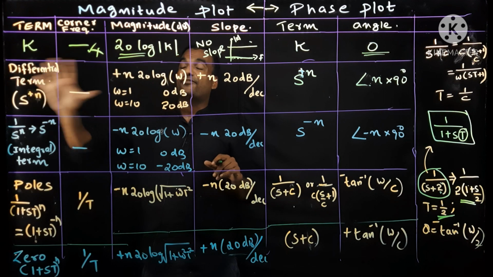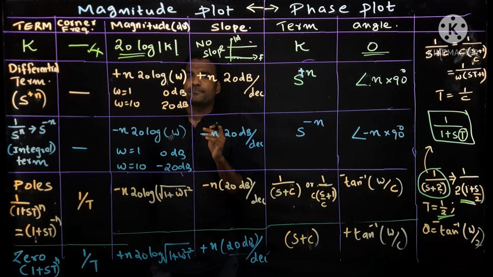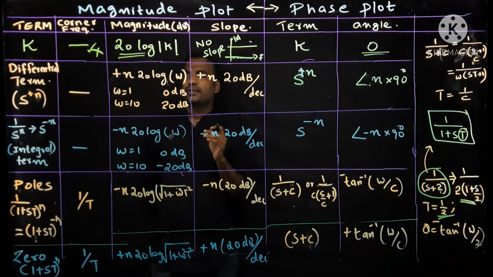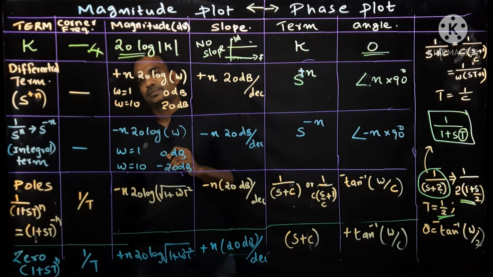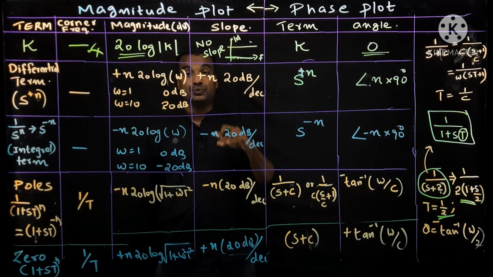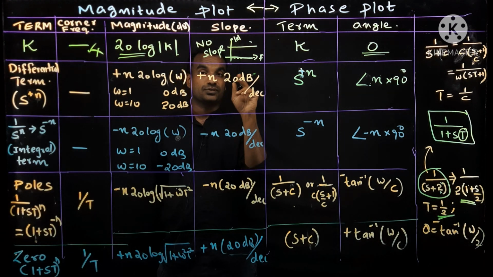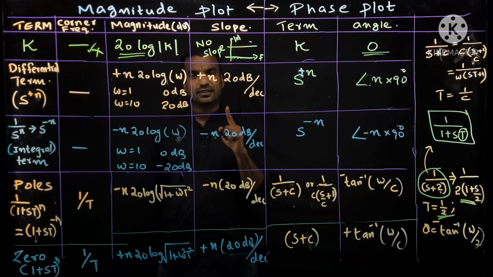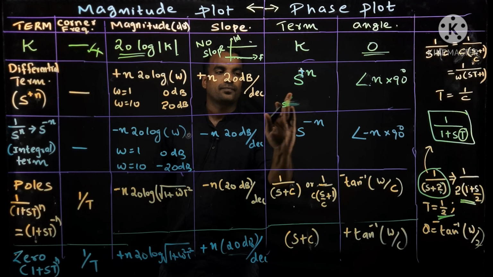Now I am coming to the differential term, where you can see a practical differential term in a transfer function if it is having s by s plus 2. There is an s in the numerator, so that is the zero, s is equal to 0. There is only one zero, that is s is equal to 0.